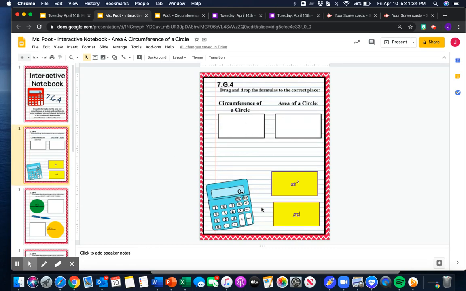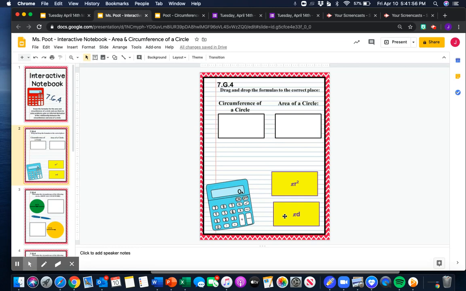All right, so the very first thing I need to know and make sure I can memorize are my formulas. I gotta know my formula for circumference and my formula for area. So with my mouse, I'm going to go to the one that says pi times diameter.